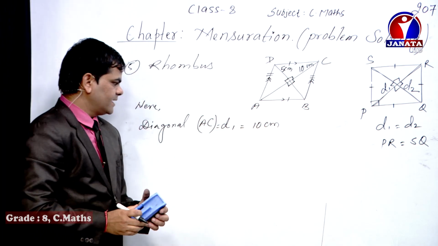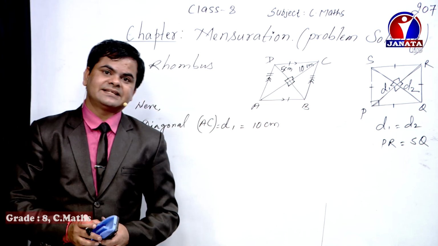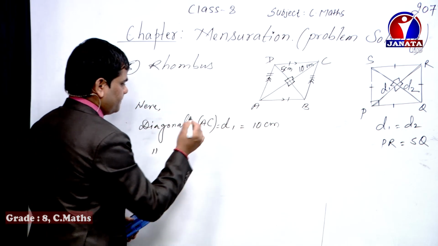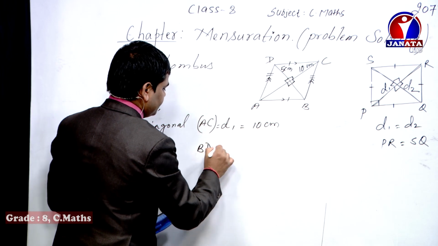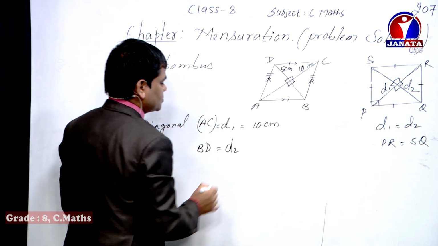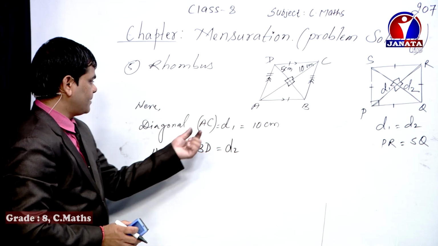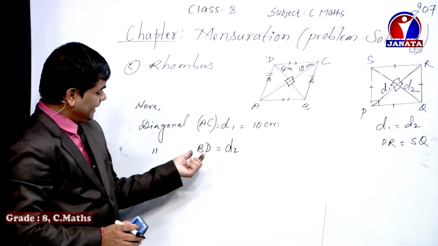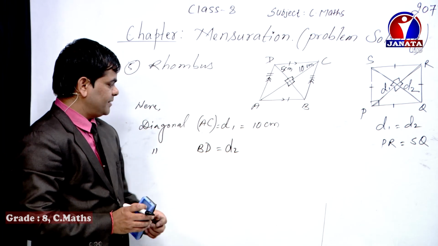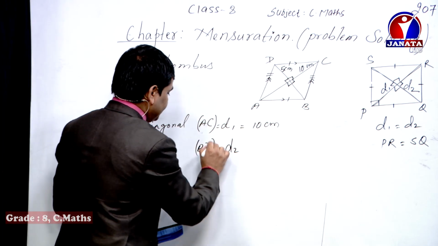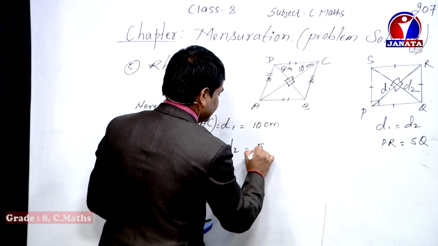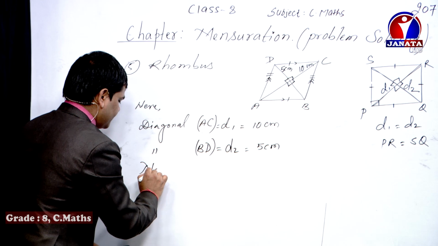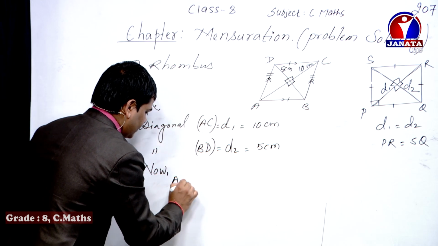The measurement of diagonal AC is given as 10 centimeter. Now another diagonal BD, let's suppose this one as d2. If we suppose AC as d1, then it must be d2, the measurement of BD. So BD equals, what is the measurement given in the figure? 5 centimeter.